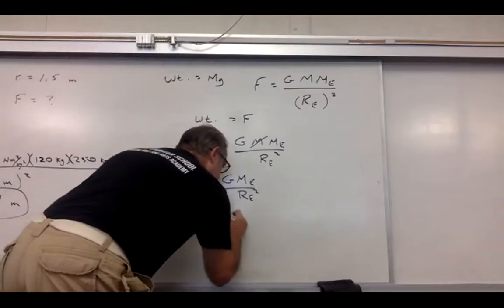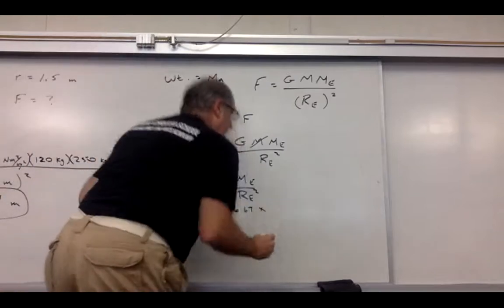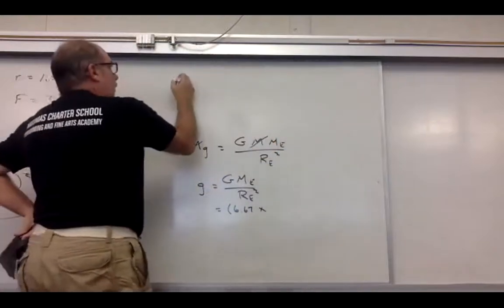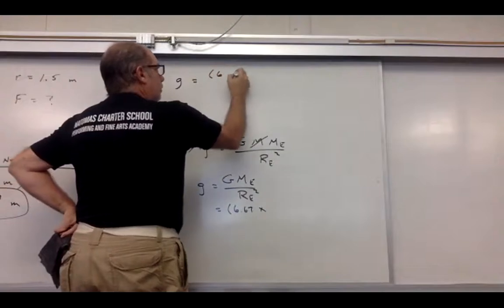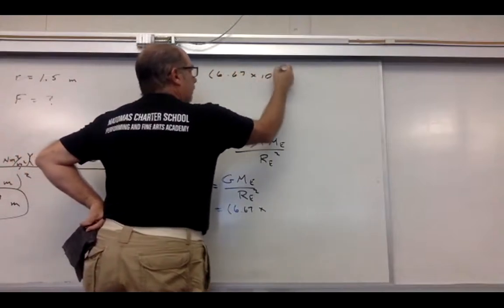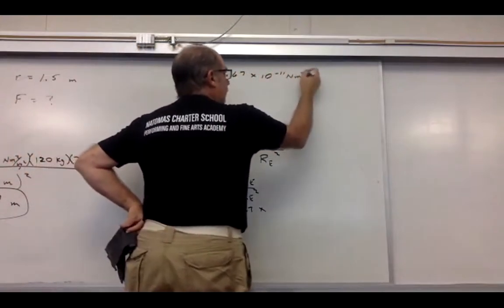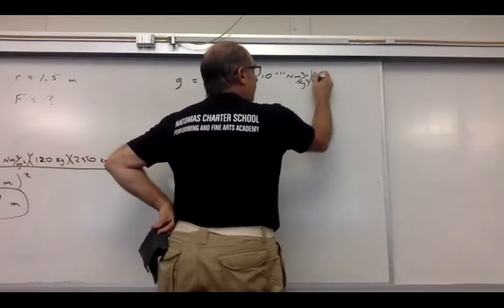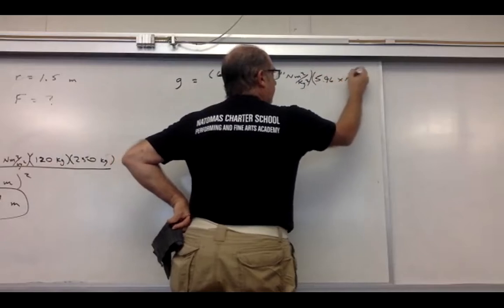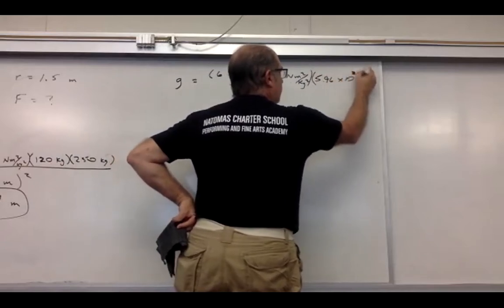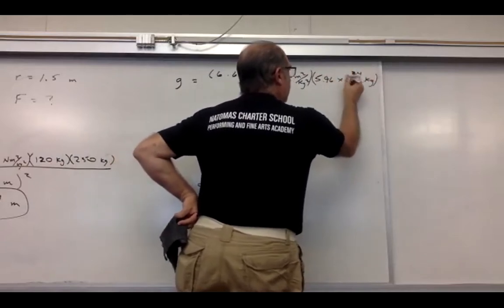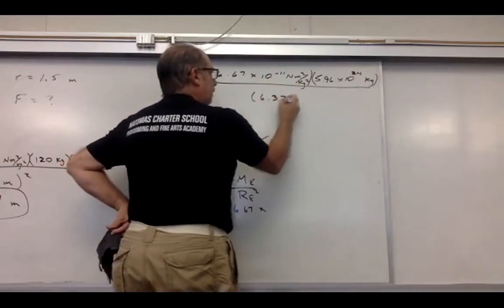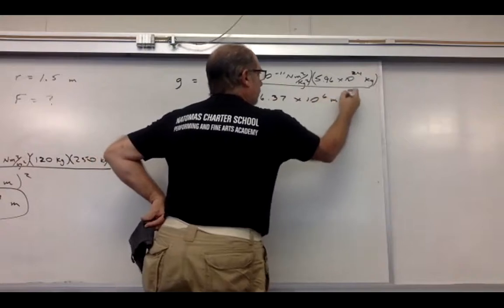Now all these are constants, so we can plug these in. So g equals cap G, 6.67 times 10 to the negative 11 Newton meters squared per kilogram squared, times the mass of Earth, 5.96 times 10 to the 24 kilograms, over the radius of Earth, 6.37 times 10 to the 6 meters, squared.